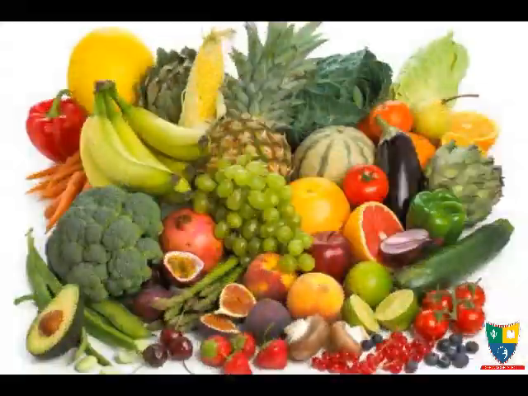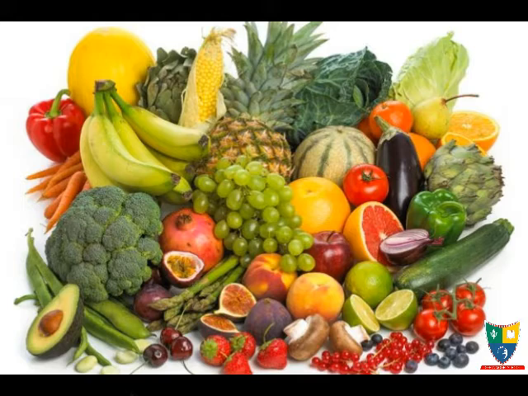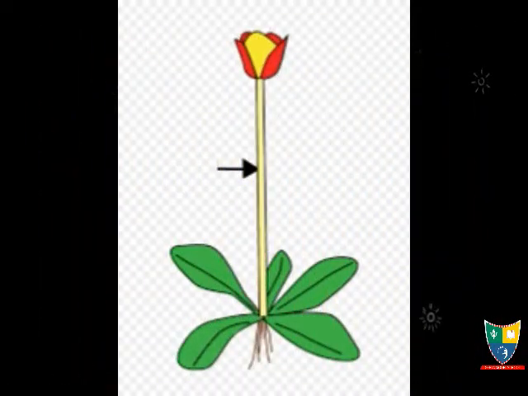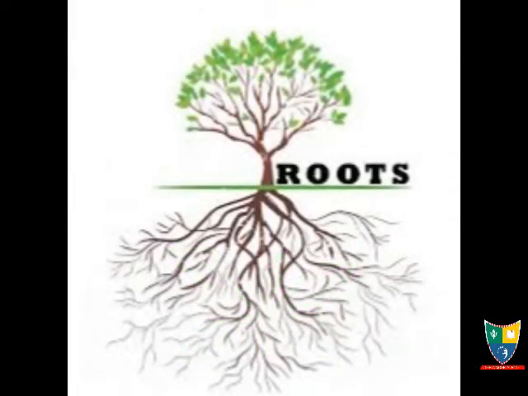Third part is fruits. What are fruits? Fruits come out from flowers. They are very colorful. A fruit may contain one or more seeds. Next is stem. Stem grows above the ground. It supports the plant. And the last one is roots. Roots grow inside the soil. They help the plant to stand straight. It absorbs water and minerals from the soil.